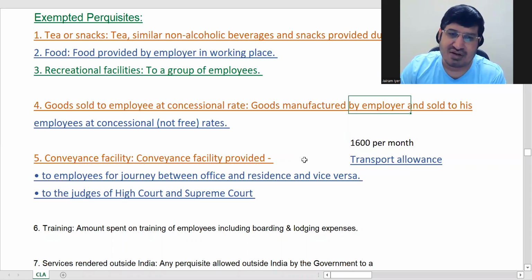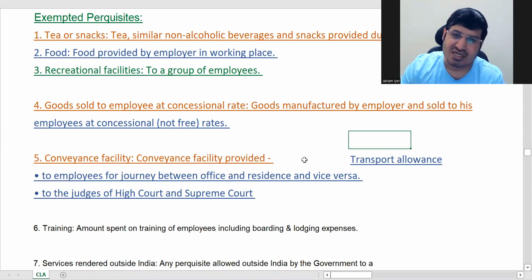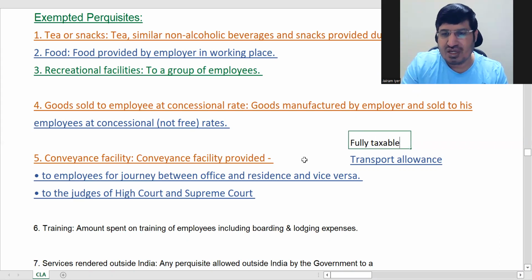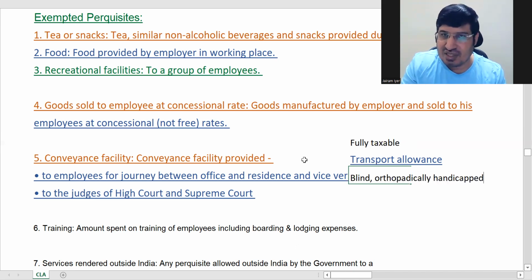It's very very important. This DT is a very very large subject. जैसे आपका PGBP चालू हो जाएगा ना, पीछे जाने का आपको फुर्सत नहीं मिलेगा बिल्कुल. So just revise these things. So 1600 per month it was there formerly. Now it is not there. Okay, so now it is fully taxable. Transport allowance is fully taxable. Okay, but only for blind, orthopedically handicapped etc., for these people the exemption is 3,200 per month.